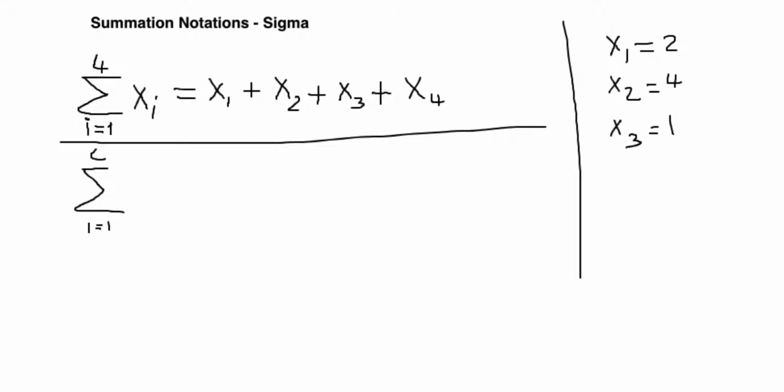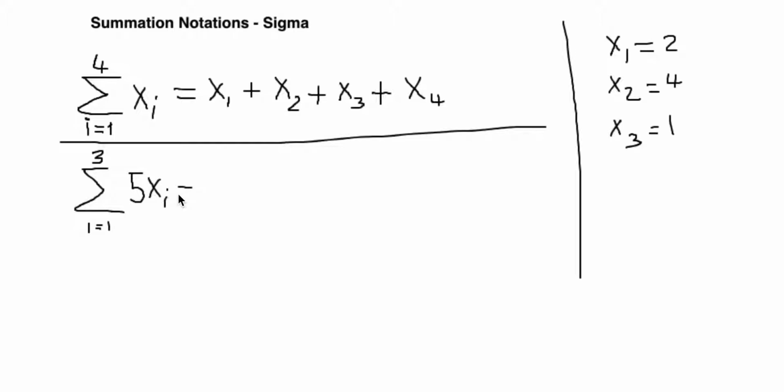What about now if we wanted to add from 1 up to 3 of these numbers, 2, 4, and 1. But now instead of just adding x, we'll multiply it by a constant. So let's say 5 times x sub i. So what's the value of this expression now? Sigma i goes from 1 to 3 of 5 times x sub i.